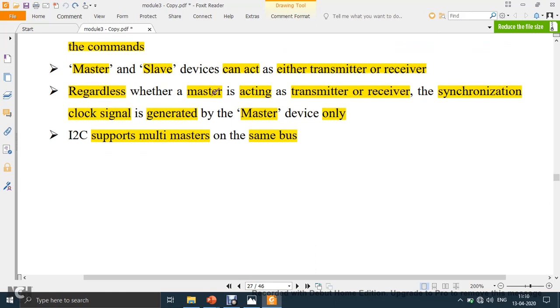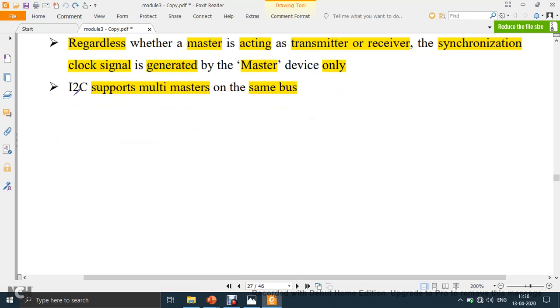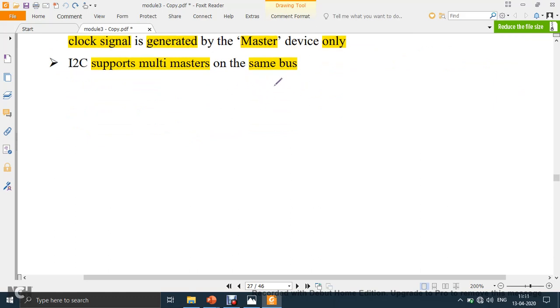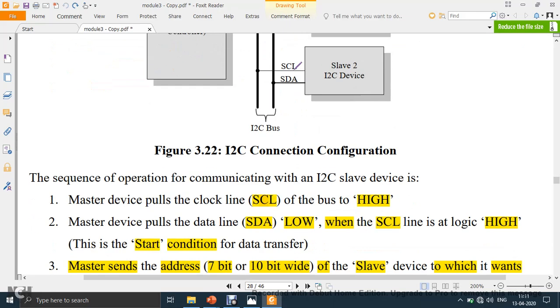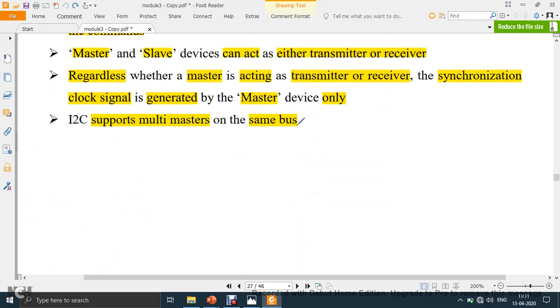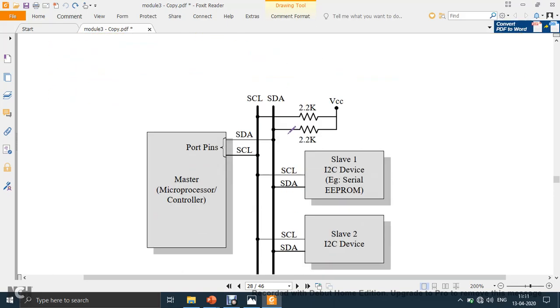Regardless of whether the master is acting as transmitter or receiver, the synchronization clock signal is generated by the master only. The master device, which initiates the data transmission, is responsible for generating the clock signal. Remember this: always the master generates the clock signal. I2C supports multiple masters on the same bus, but there is a requirement. At a given point of time, only one device acts as a master. There cannot be two masters simultaneously.